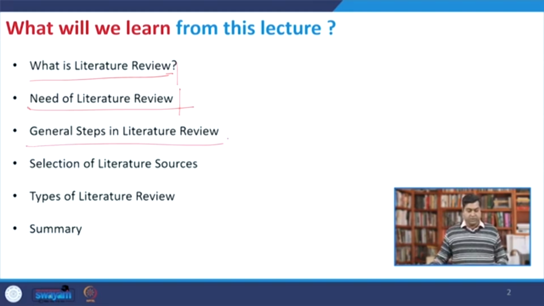Then we will discuss the general steps in literature review that you follow, and there are many ways that you can do the review. Then selection of literature sources, that is, what are the possible sources from where we can do this review. It is not always that we only review the journals which are available online or in the library. There might be a few other authentic sources that we need to refer to for our review purpose.